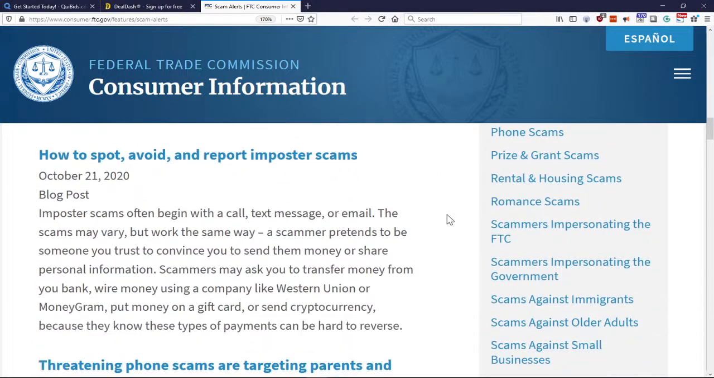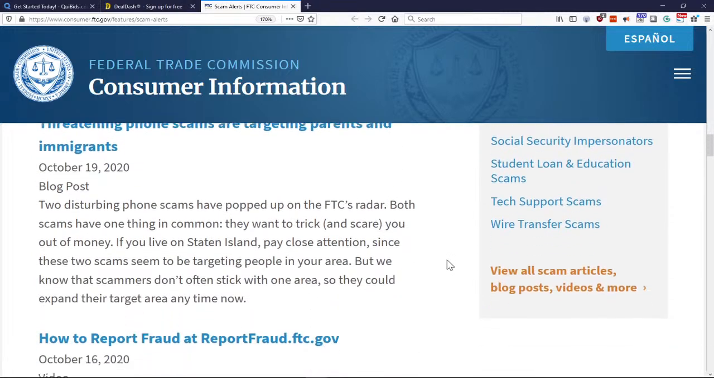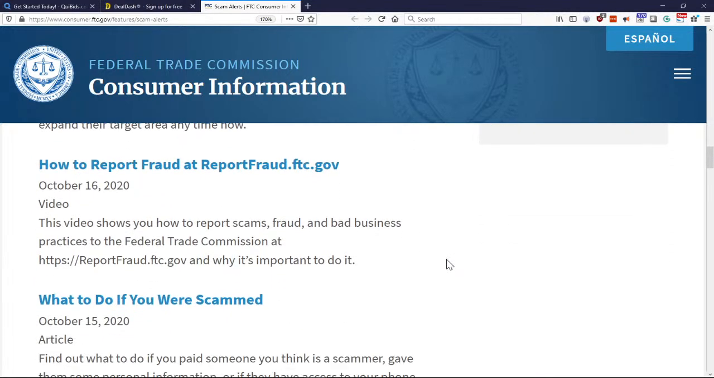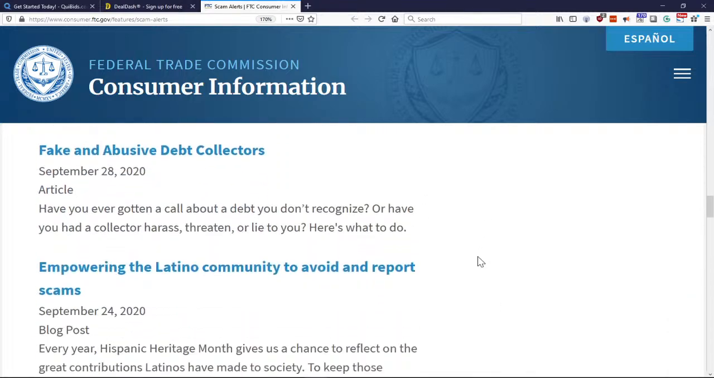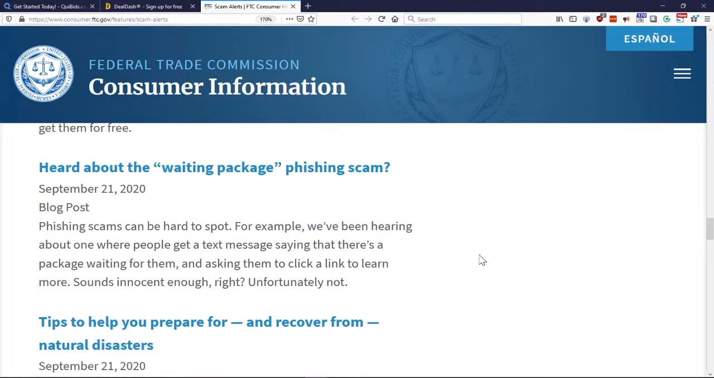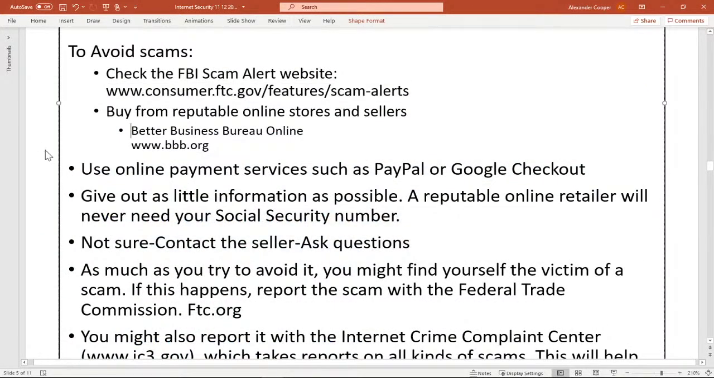This is a huge resource that the FTC provides for consumers to watch out: spotting scammers, imposters, threatening phone calls, reporting fraud, what to do if you get scammed, even a letter about your stimulus check, all kinds of stuff. Scammers are always coming up with some new way to try to scam someone, so just be aware of that. The other thing you can do is look into the Better Business Bureau if it's a business that you're not really sure about.